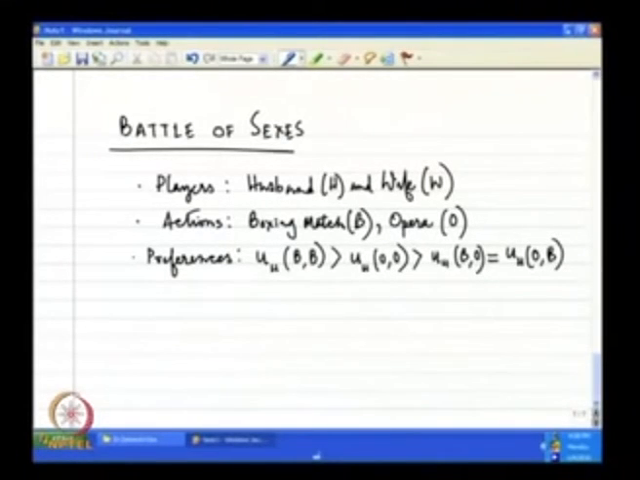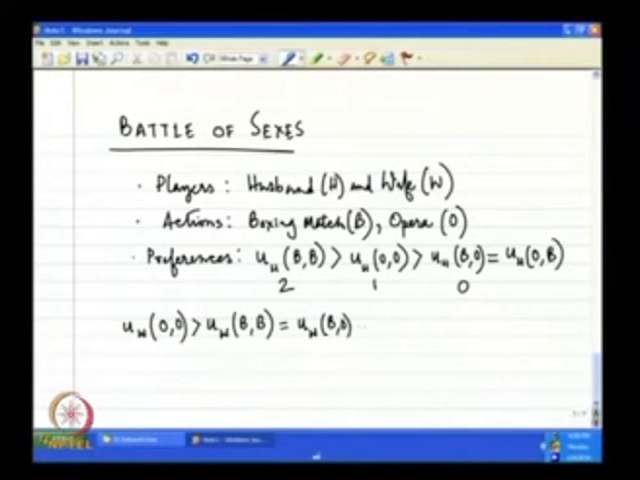So these are the three numbers that I need to assign to these four action profiles. They can be 2, 1, 0. Both are 0 here in the last element. What about the wife? It is just the opposite. So she will like this outcome to be the best: both of them going to the opera house. Second will be both of them going to the boxing match. So this is how it looks. So this will be 2, this will be 1, this will be 0.